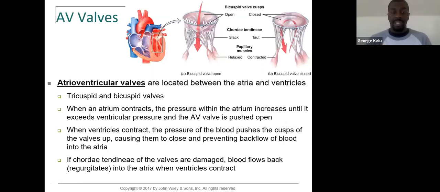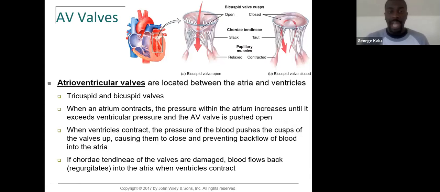The first valves we're going to look at are the atrioventricular valves, and as you can probably tell by the name, they're situated in between the atria and the ventricles. So these are our tricuspid valve on the right side of the heart, in between the right atrium and the right ventricle, and the bicuspid valve in between the left atrium and the left ventricle. The way these valves open and close is determined by the amount of fluid pressure inside the different chambers of the heart.